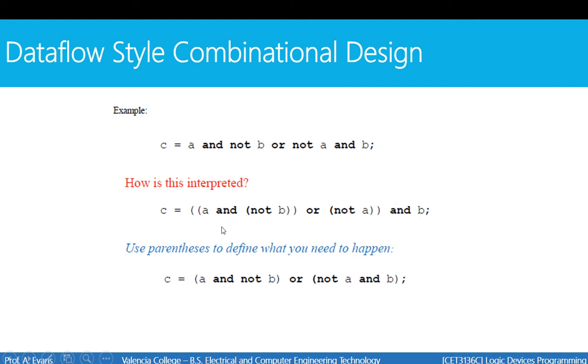So how is this interpreted? This is how it would be interpreted. A and not B, so the not B comes first, then that gets ANDed with A. That result would be ORed with not A, and then that result would be ANDed with B. Let's say that's not what you intended. Maybe this is what you intended. If that's the case, you must put parentheses in order to define what you need to happen.